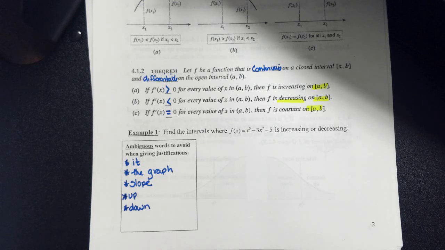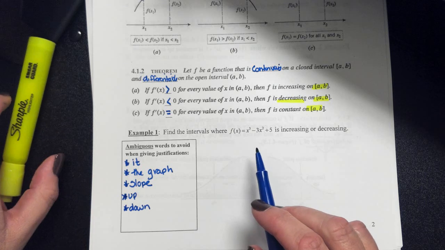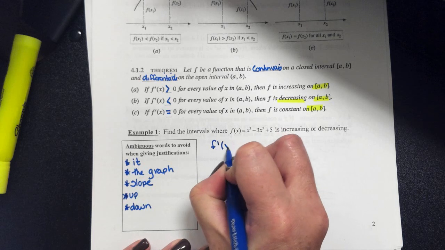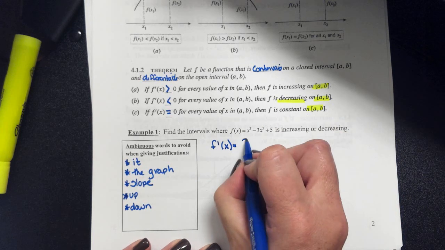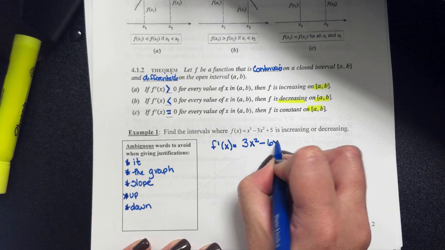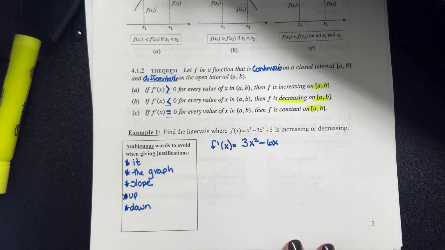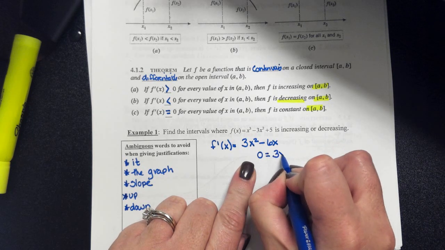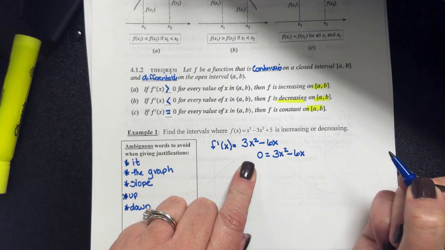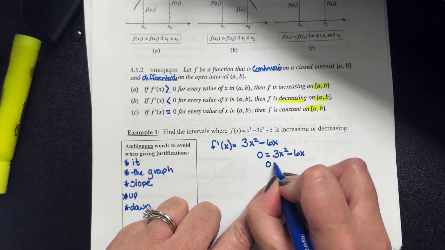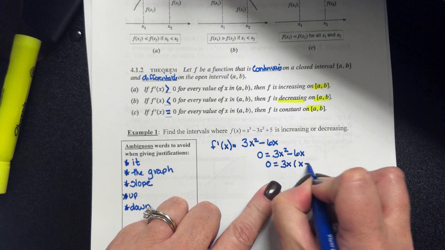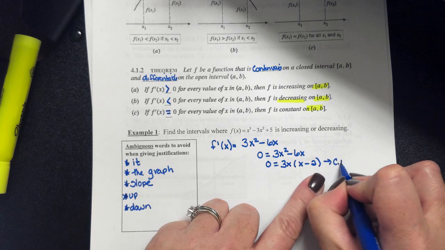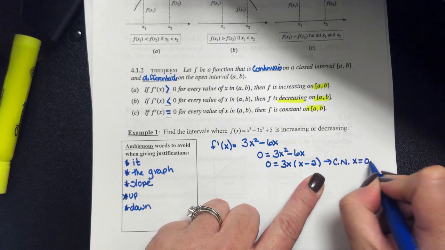So for example, example 1, find the intervals where f of x is increasing or decreasing. What we first want to do is find our first derivative. Using the power rule, this is going to give me 3x squared minus 6x. Then we take the first derivative and set it equal to 0. So 0 is equal to 3x squared minus 6x. I can factor out a 3x, and that's going to give me an x minus 2. When I set these equal to 0, these become what we call my critical numbers, so x equals 0 and 2.